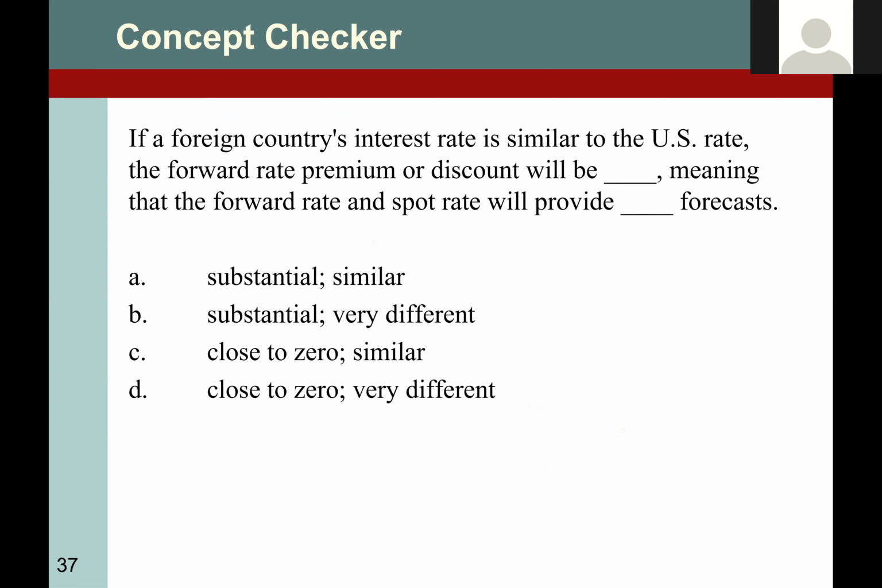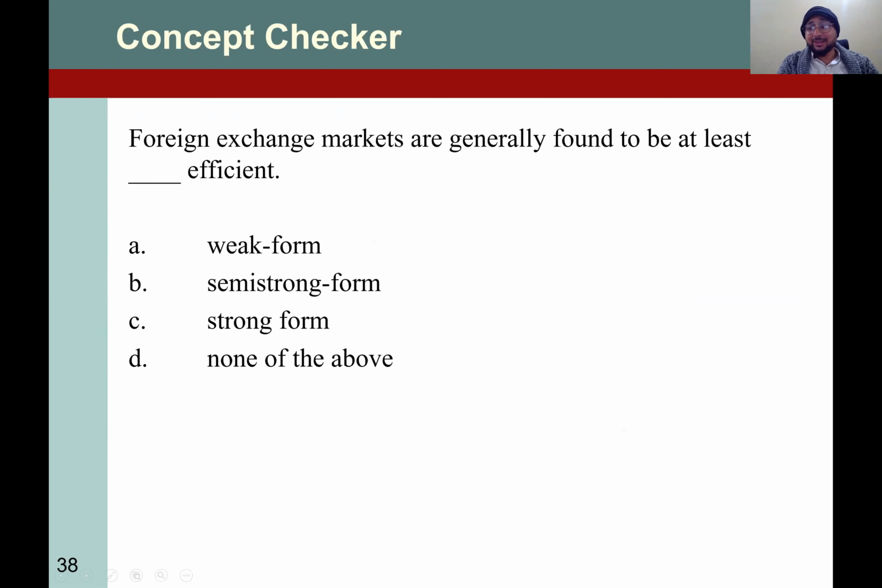I think it's C. C, okay. Any other answer? I think the answer is C. Yeah. Well done. Because both interest rates are same, it means there is no appreciation, there is no depreciation in the exchange rate. So it means the forward rate will be exactly equal to the future spot rate, which is mentioned on the forward rate contracts. Well done. So answer this question as well.